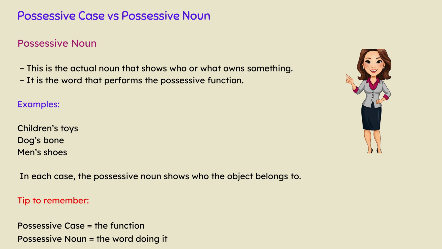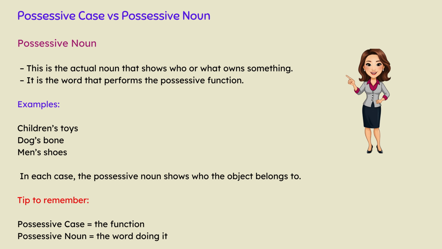Now let's understand what a possessive noun is. A possessive noun is the actual word that shows who or what owns something. It's the noun that performs the possessive function in the sentence. For example, children's toys. The toys belong to the children. Dog's bone. The bone belongs to the dog. Men's shoes. The shoes belong to the men. In each case, the possessive noun tells us who owns the object. Just remember, possessive case is the function, and the possessive noun is the word doing that function.